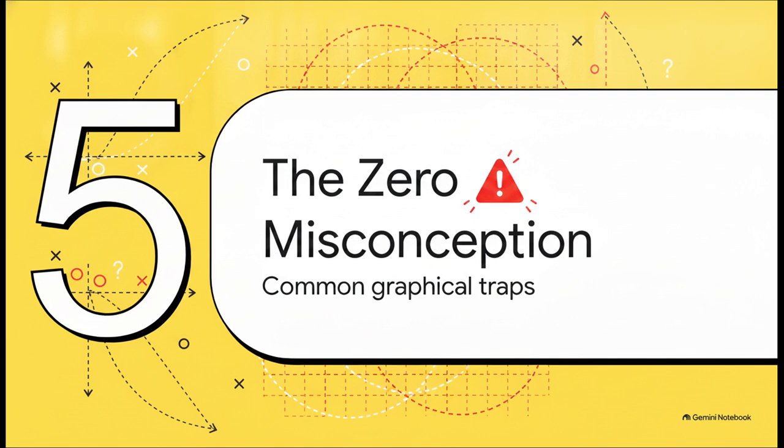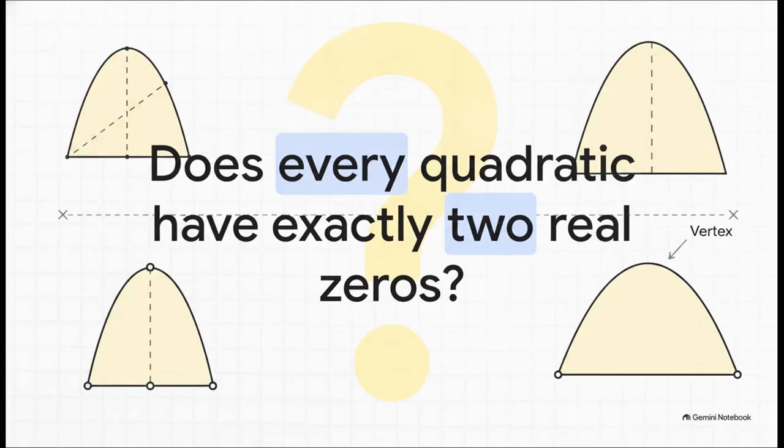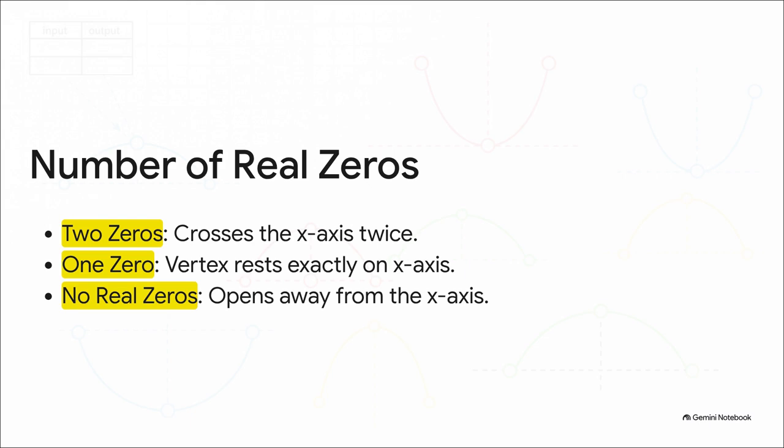Before we finish up, we really need to address a major trap that catches a lot of algebra students. Pause check number 2. Think about this visually for a second. Does every single quadratic function have to have 2 distinct real zeros? Basically, does every U-shaped parabola have to cross the x-axis exactly 2 times? The answer is unequivocally false.